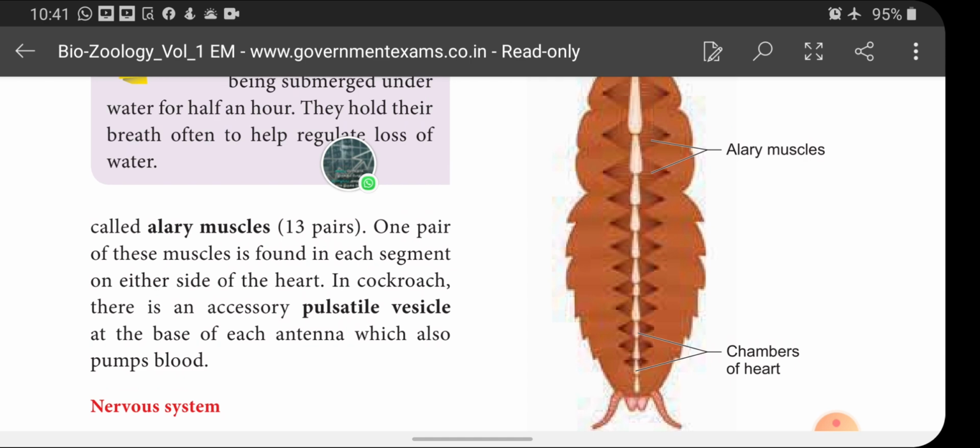In the cockroach there is an accessory pulsatile vesicle at the base of each antenna. This pulsatile vesicle present at the base of the antennae also pumps the blood.